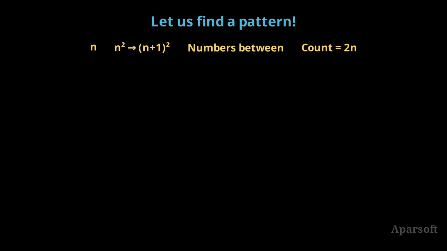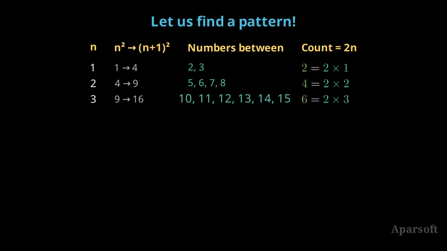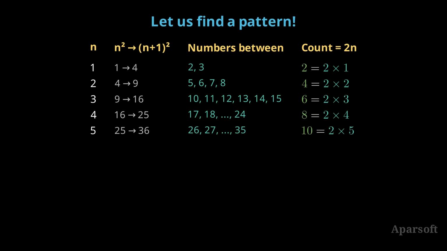Let us build a table with small numbers to look for a pattern. Between 1 squared and 2 squared, that is between 1 and 4, we have 2 and 3. Just 2 numbers. Now, between 4 and 9, we have 5, 6, 7, 8. That is 4 numbers. Between 9 and 16, we counted 6 numbers. Between 16 and 25, that is 8 numbers. And between 25 and 36, that is 10 numbers.